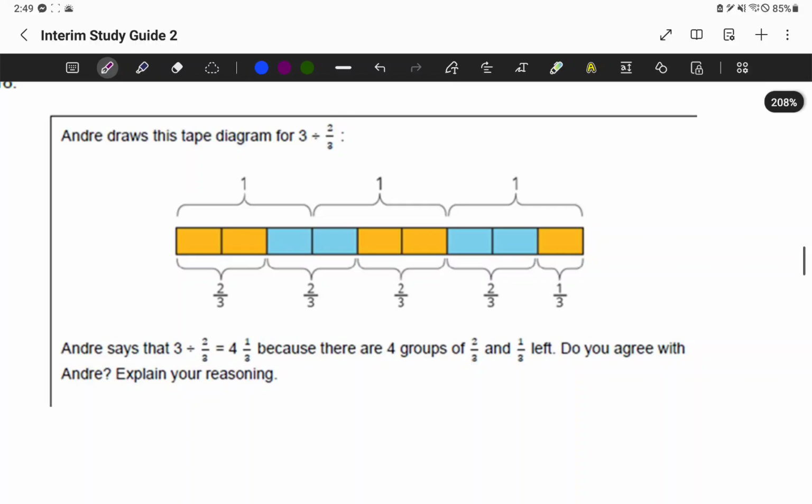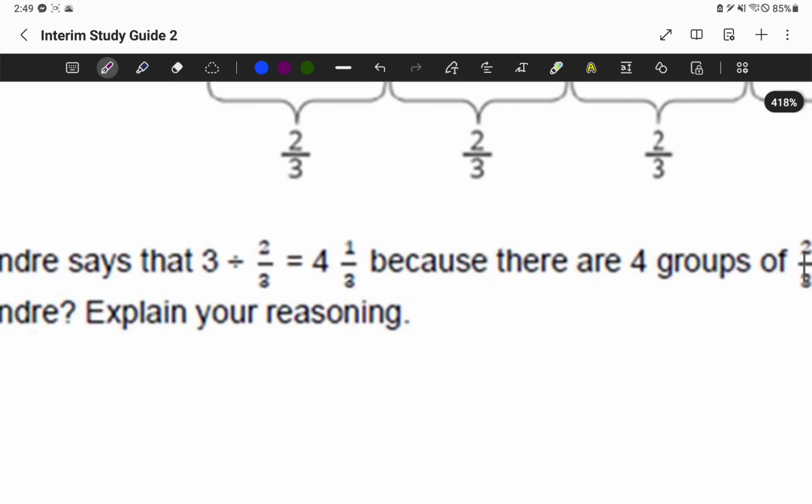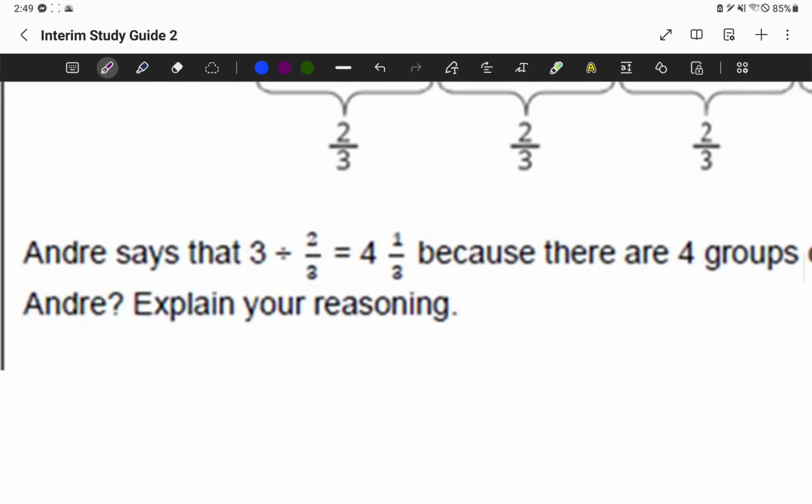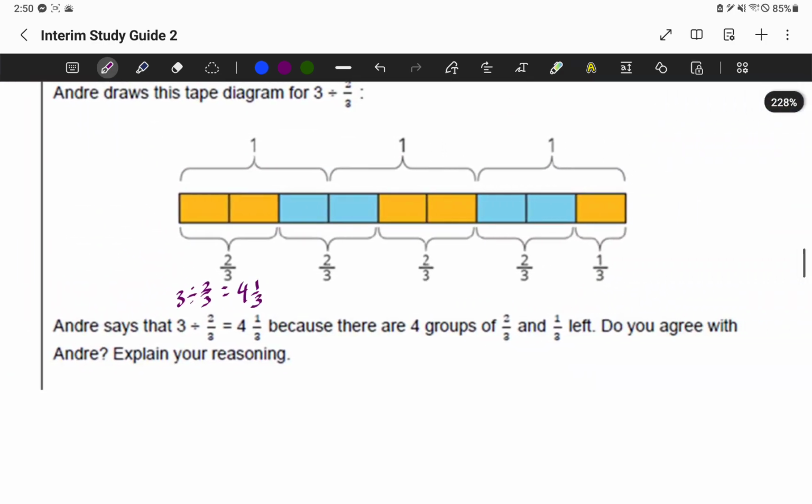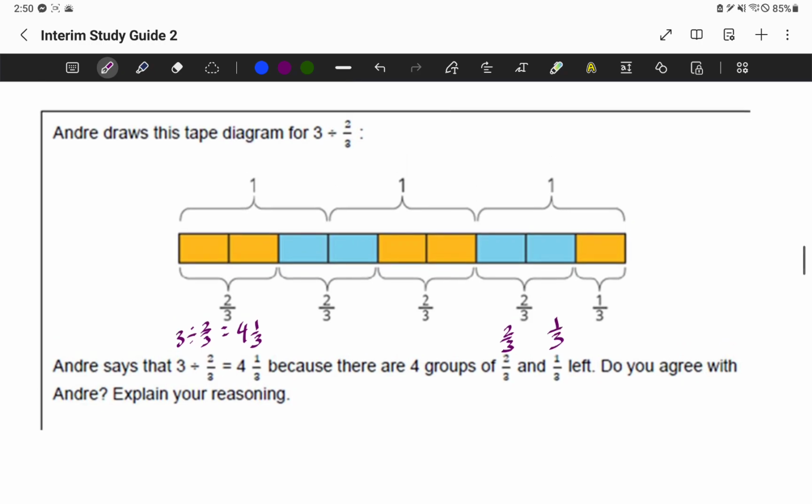Okay, now another tape diagram question. Andre says that 3 divided by 2/3 is 4 1/3. Four groups of 2/3 and 1/3 left. Do you agree? Well, even without the tape diagram, we can do 3 divided by 2/3 and do keep, change, flip just to figure out if he's right.